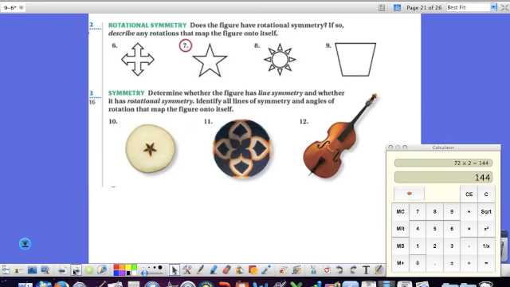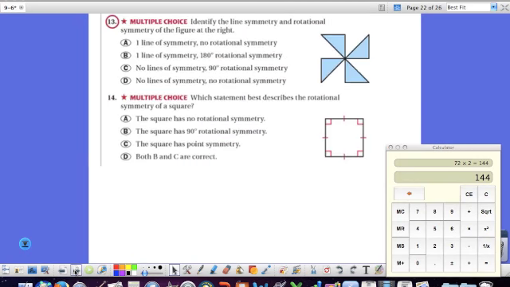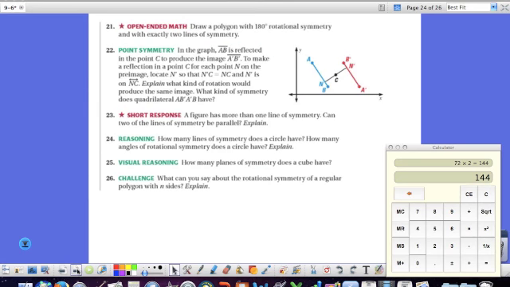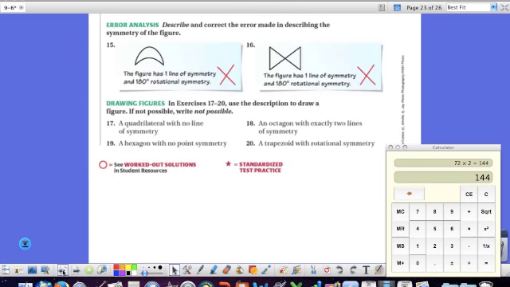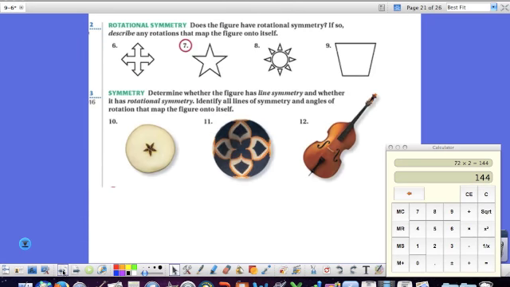To help you out, here are the problems from which your homework is from. This is a fairly simple lesson today.